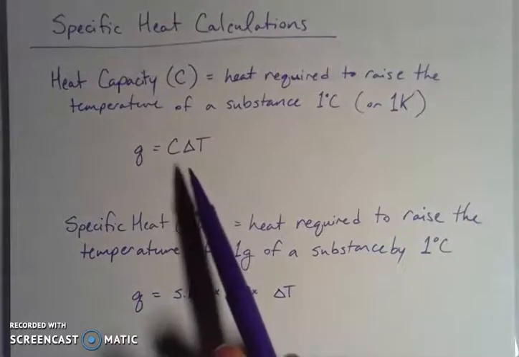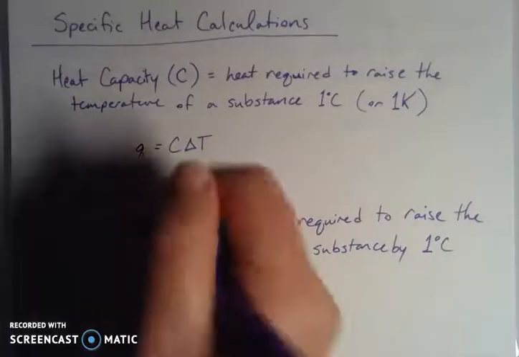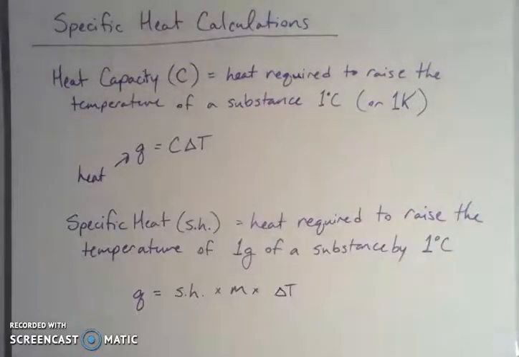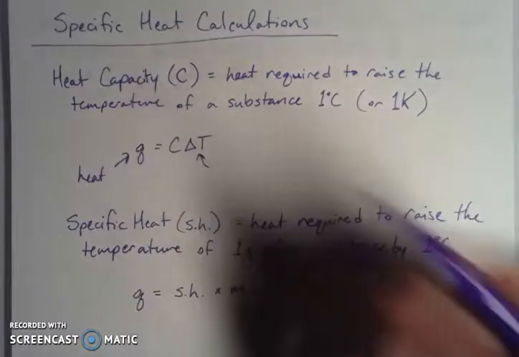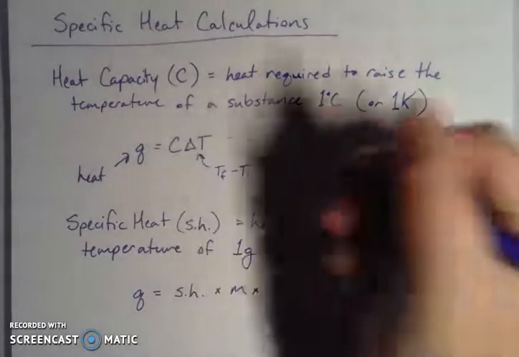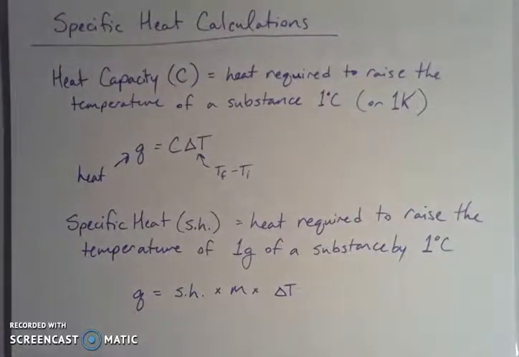And the equation for heat capacity looks like this, where we're relating it to heat, which is Q. And then C here is our heat capacity. And then delta T is the change in temperature, so it's the final temperature minus the initial temperature, as is all delta anything, right? Final minus initial.